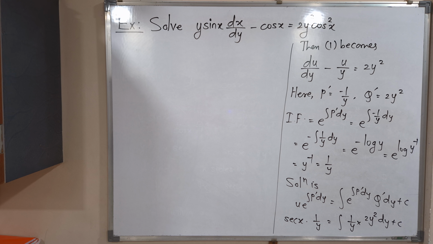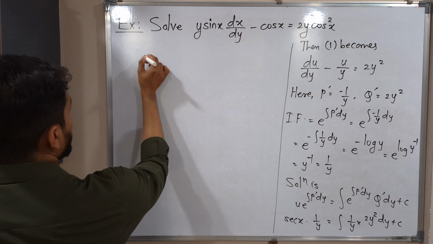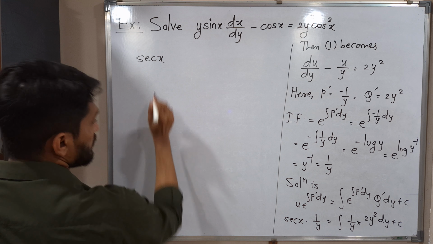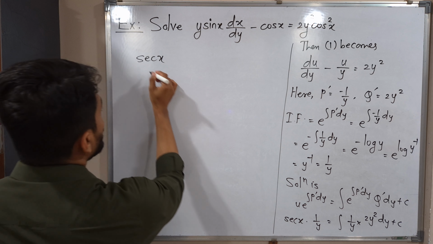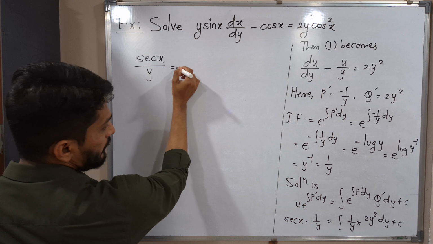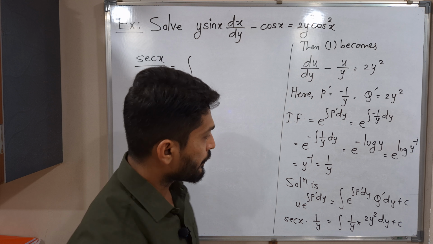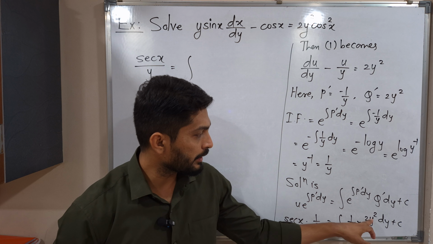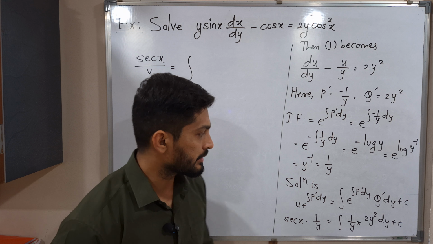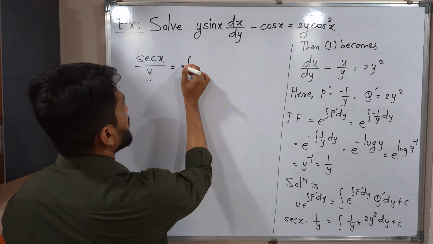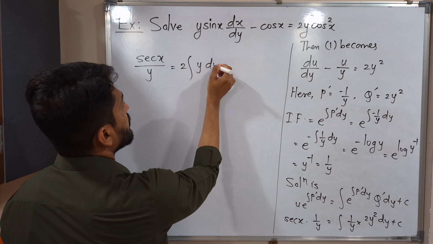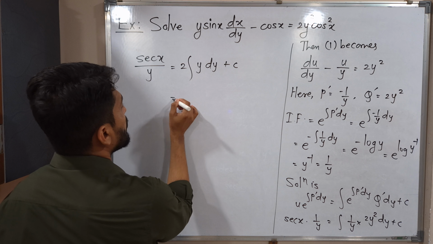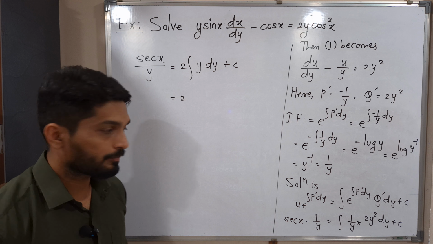So let us simplify it. Let us see what I will get. Sec x, this y is in the denominator, so we'll have sec x upon y. Integration: one y will get cancelled, since one y is in the denominator and one in the numerator. 2 is a constant, it will come outside. y dy plus c. So what is the integration of y?